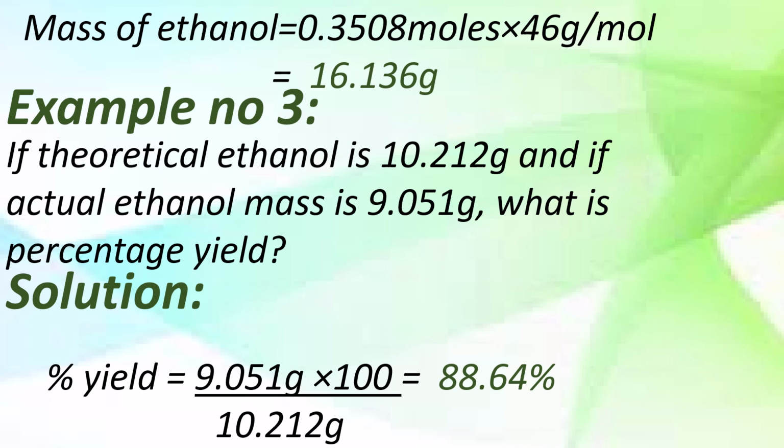Example number 3. If theoretical ethanol is 10.212 gram and actual ethanol mass is 9.051 gram, what is the percentage yield? So theoretically 10.212 gram and actual mass is 9.051 grams. We have to find the percentage yield. Solution. For percentage yield, actual mass times 100 divided by theoretical mass: 9.051 gram times 100 divided by 10.212 gram. The percentage yield is calculated to be 88.64%.